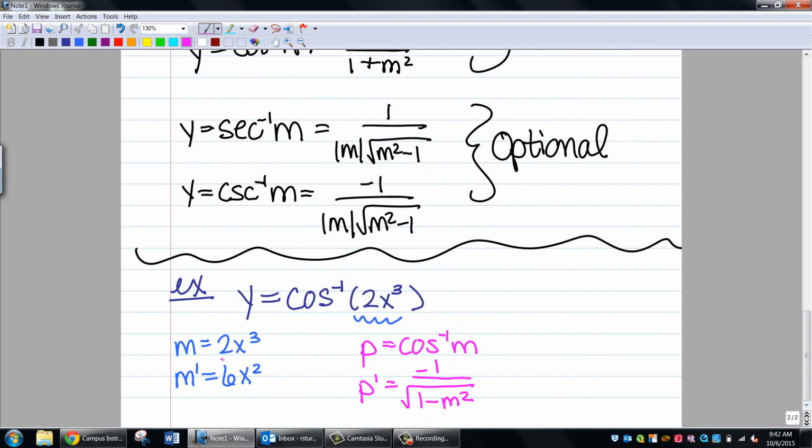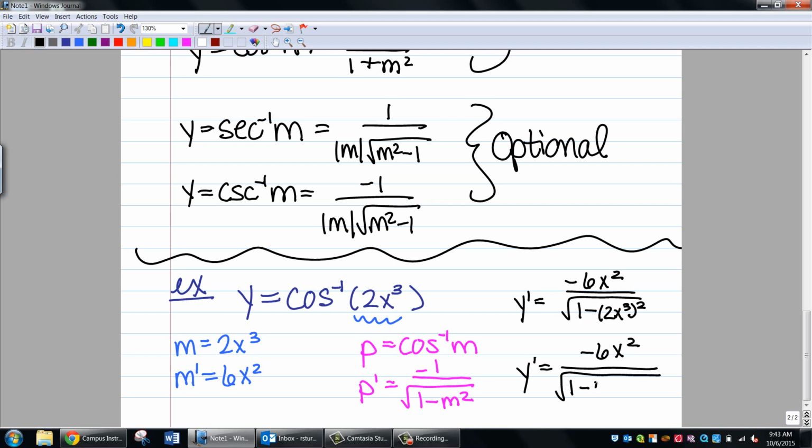And chain rule says multiply these two guys together. So y prime equals m prime, 6x squared, times this whole guy, which is negative, and then over the square root of 1 minus our m squared. Well, that was 2x cubed squared. So we could simplify this to be negative 6x squared over the square root of 1 minus 4x to the 6th. And that is our final answer.